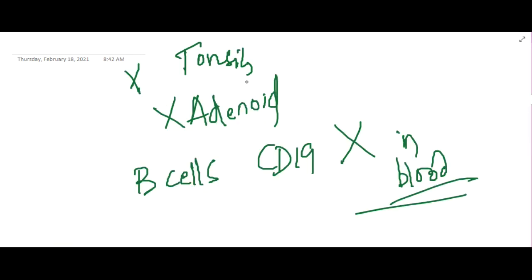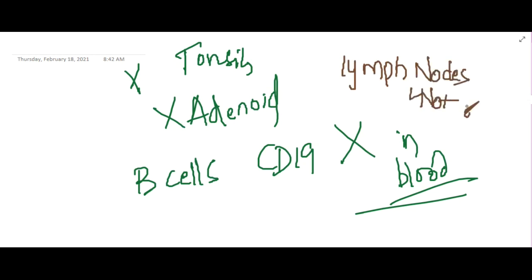If you see, there is no tonsil development because obviously there are no B cells and there are no immunoglobulins. So tonsils are completely absent, adenoids are absent, and the lymph nodes in these patients are also not palpable. The B cells, that is CD19 B cells, are also absent in the peripheral blood. So these are the important points about Bruton's agammaglobulinemia.